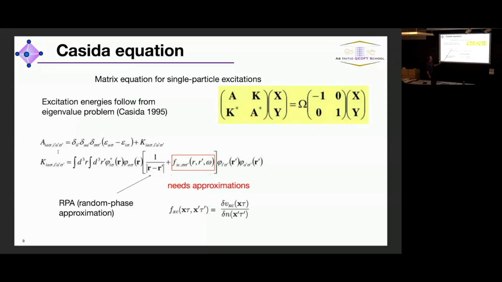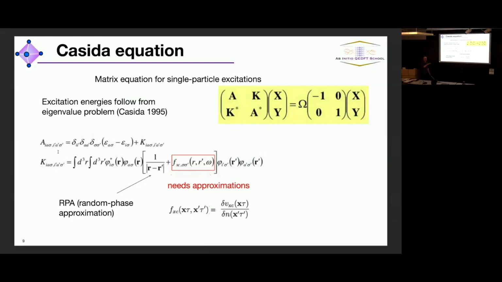So now we have indices i and a. These are occupied and unoccupied orbitals. So you already see here that we will also need unoccupied orbitals in our simulations. We'll get to that later when we use Octopus. We have to actually do two calculations.